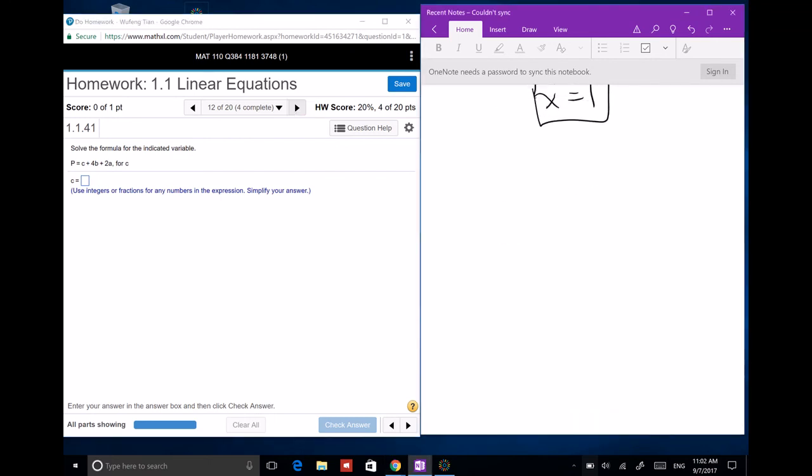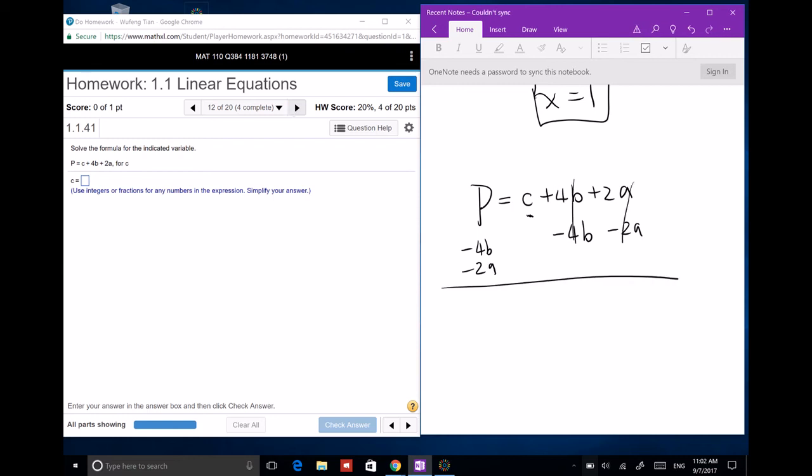Solve for C. P equals C plus 4B plus 2A. So solve for C means isolate C. You can just subtract 4B and subtract 2A from both sides. This all cancels out, and you get C equals P minus 4B minus 2A. Just remember, if it's big P, you also want to type in big P. Otherwise it will be considered wrong.